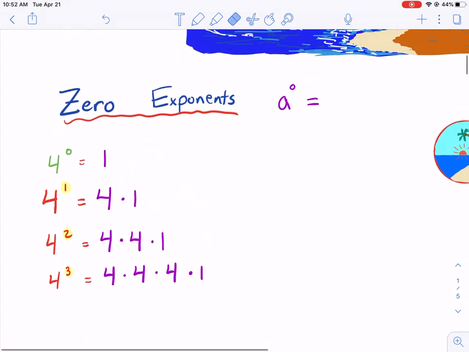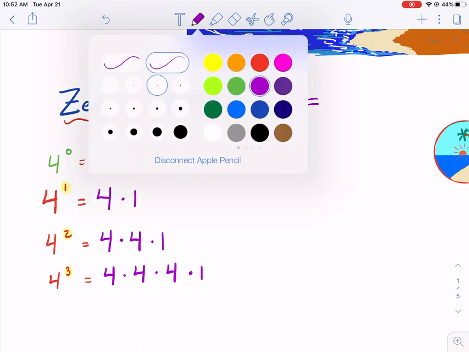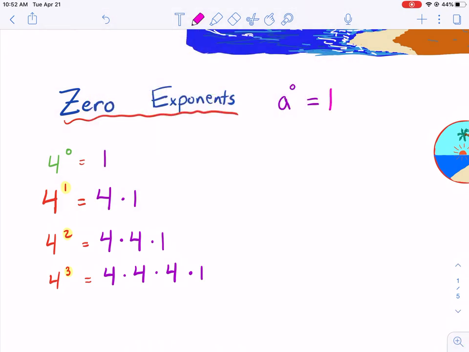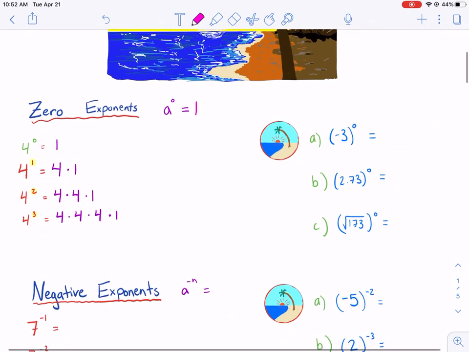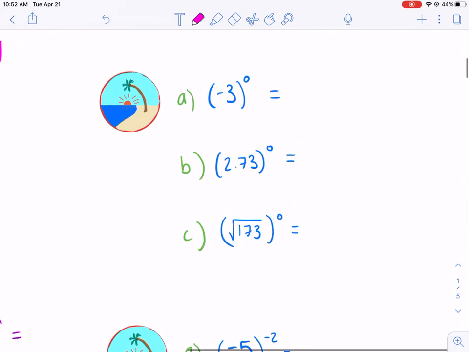Okay, so that is our rule. So if we look at a to the 0 power, that is going to equal 1. So any value raised to the 0 power equals 1. Let's do some examples. So over here we have -3 to the 0 power, and that equals 1. 2.73 raised to the 0 power, that equals 1. The square root of 173 to the 0 power equals 1.